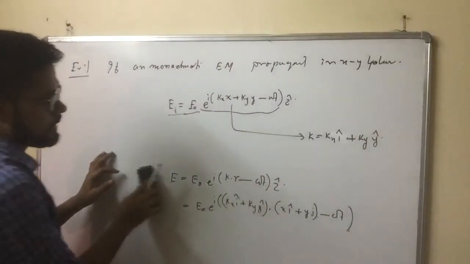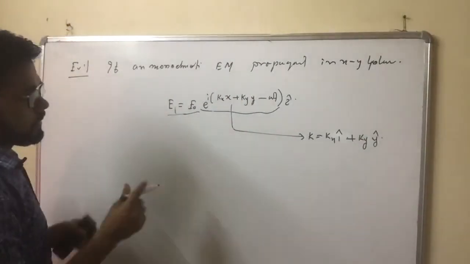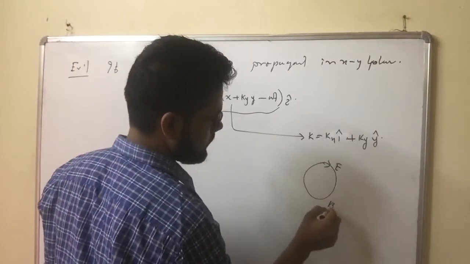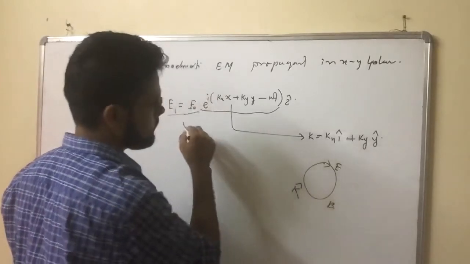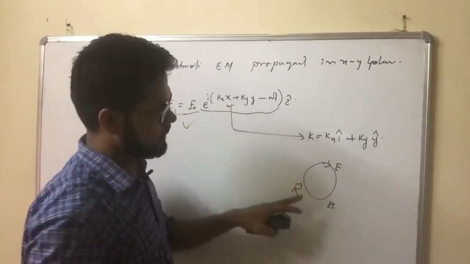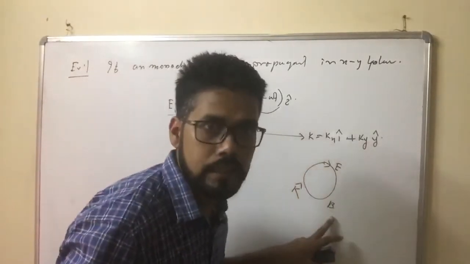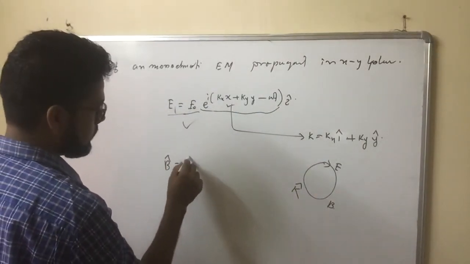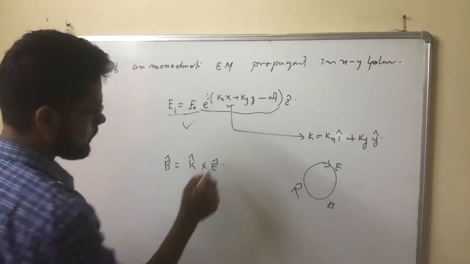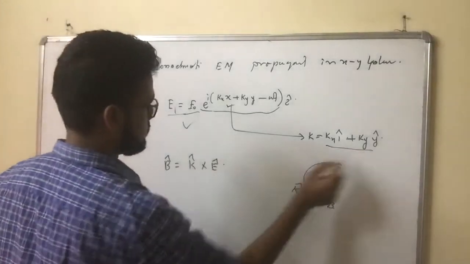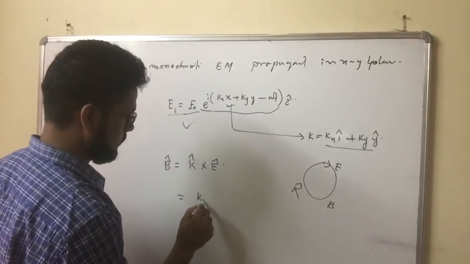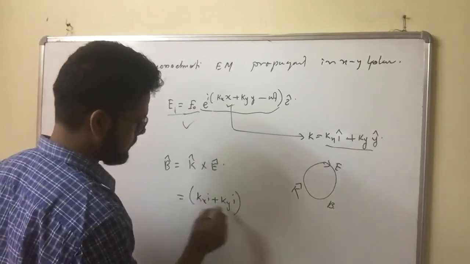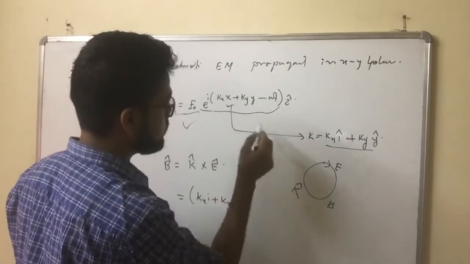So what is the direction according to this rule? E, B, K. Now the electric field is given, and the propagation K direction we already know. We have to find out B. So the B direction, the B unit vector, equals K cross E. K cross means this is (kx i, ky j) cross the unit vector z.